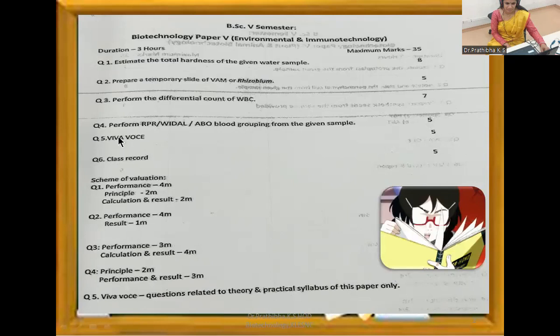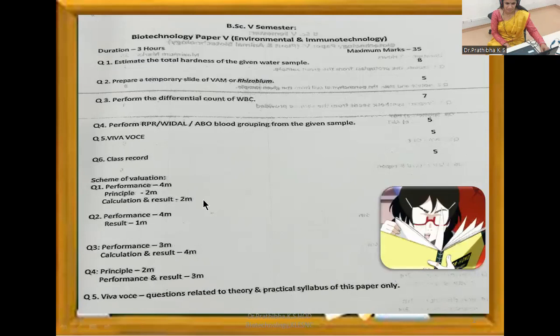Then the last one, viva voce. Viva voce carries 5 marks. Here the questions are related to the theory and practical syllabus of this paper only. It means from the environment and immunotechnology theory paper, you may be asked some questions by the examiner. Then at the end, question number 6 carries 5 marks for your class record. So submission of the class record is very, very important.